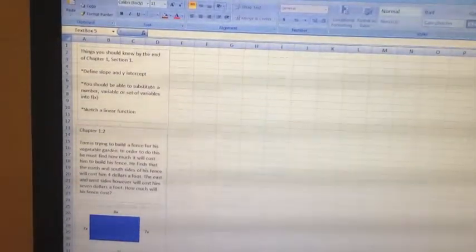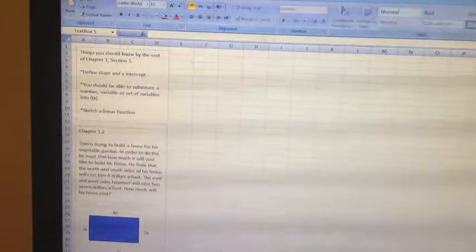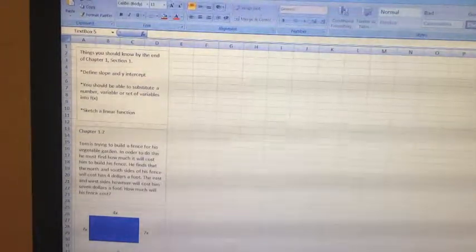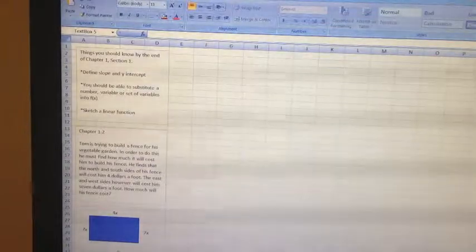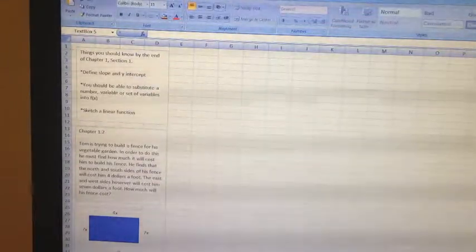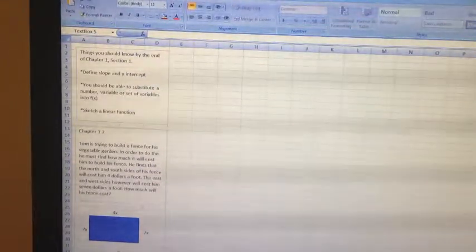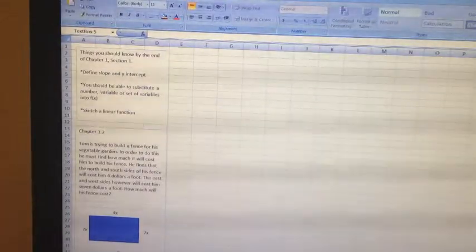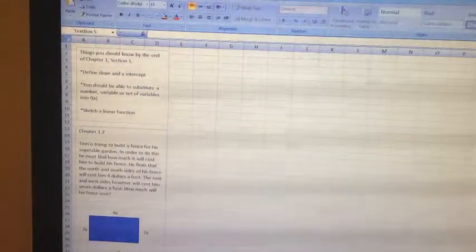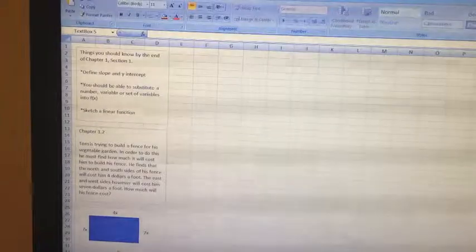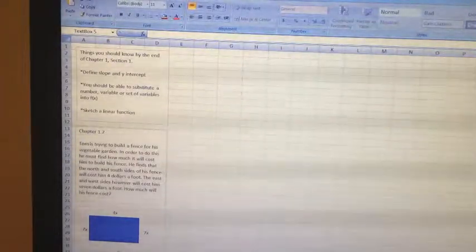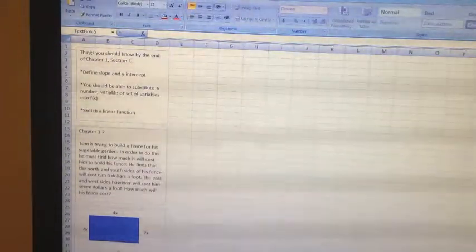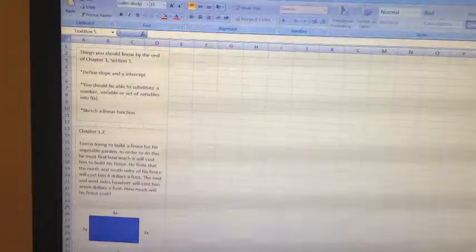So here we have a simple word problem, and it starts off saying, Tom is trying to build a fence for his vegetable garden. In order to do this, he must first figure out how much it will cost to build his fence. He finds that the north and the south sides of the fence will cost him $4 per foot. The east and the west sides, however, will cost him $7 per foot. How much will his fence cost him?